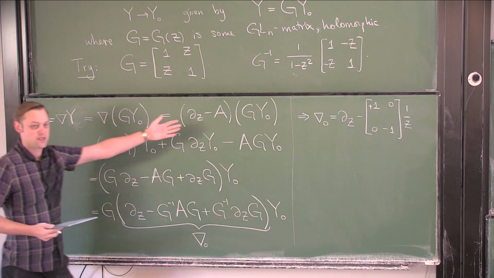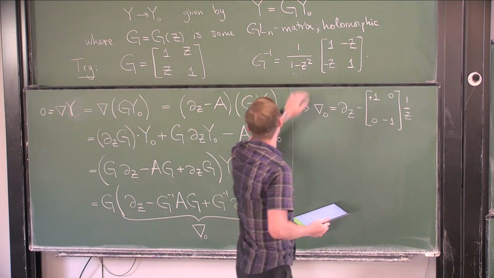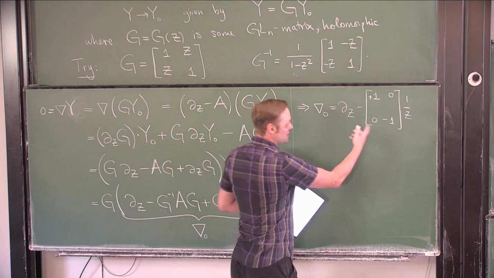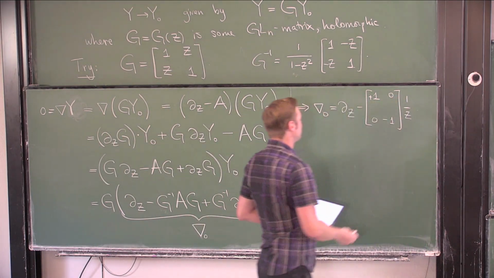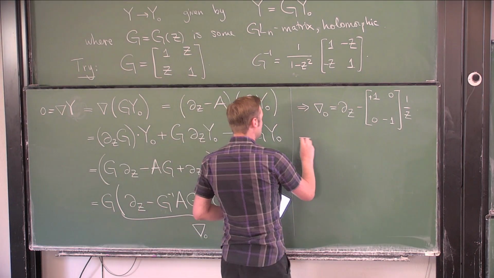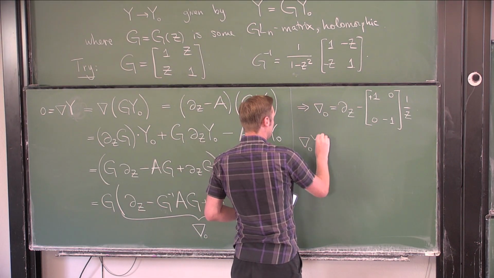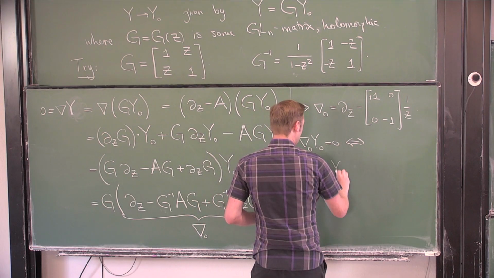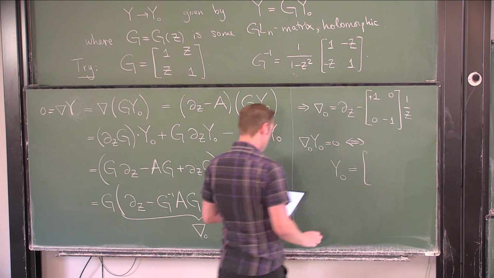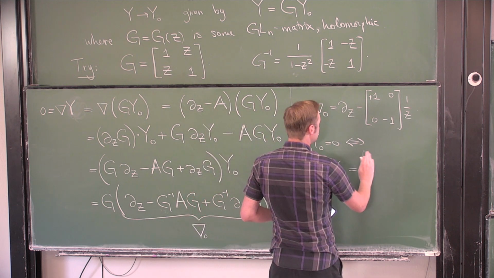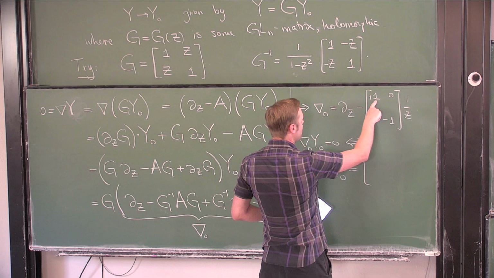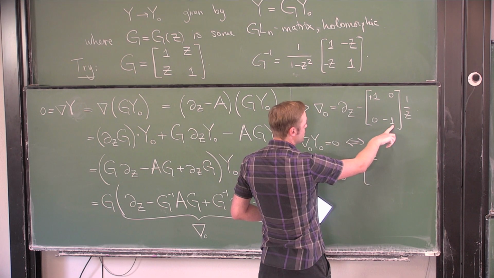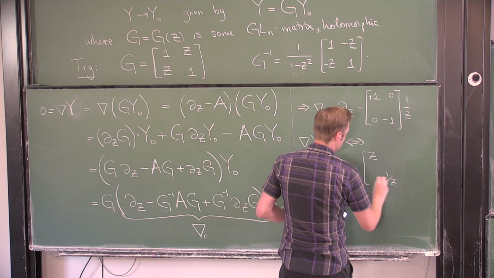This, of course, is no accident because I chose it that way. Of course, we just solved this. This is an uncoupled system, so it's super easy to solve. So nabla naught applied to y naught is equal to 0, so the solution is that y naught is this matrix z to the lambda 1, which in our case is just 1, so it's z, and z to the lambda 2, which is minus 1, so it's 1 over z.